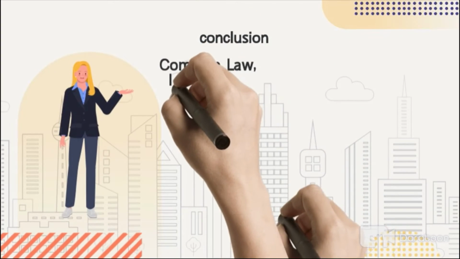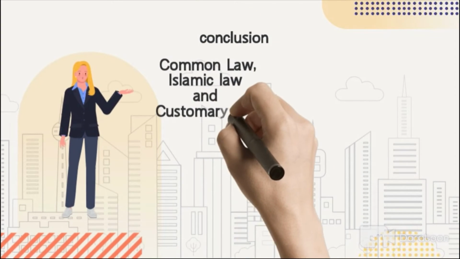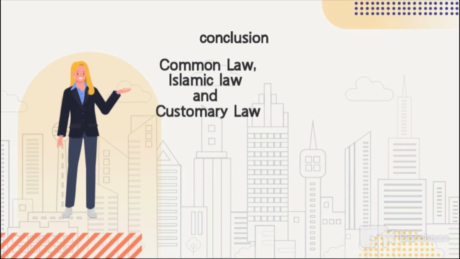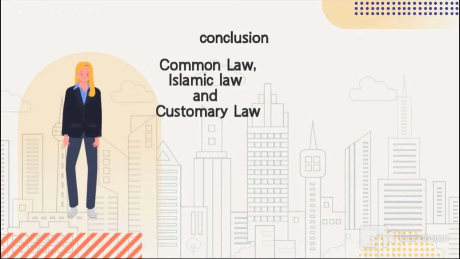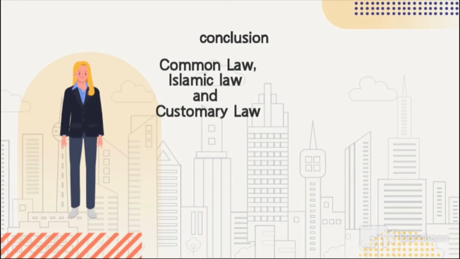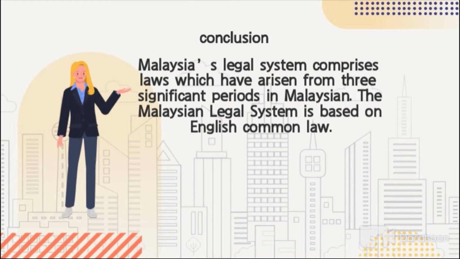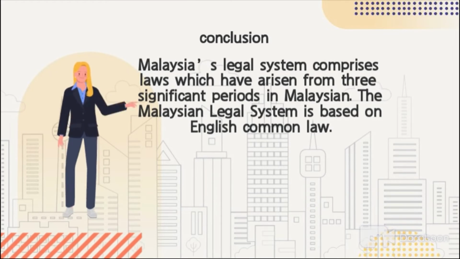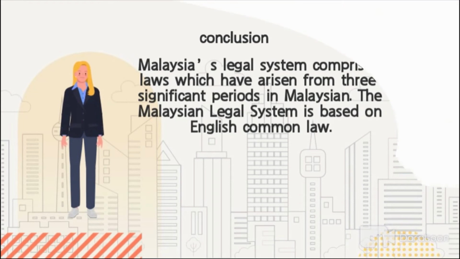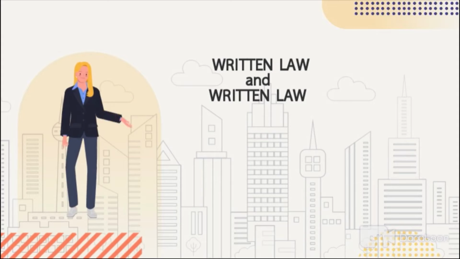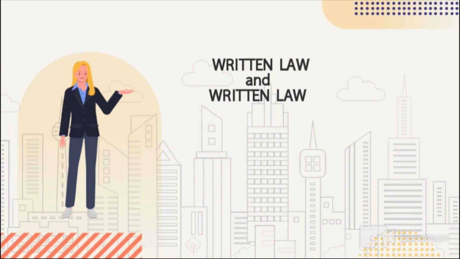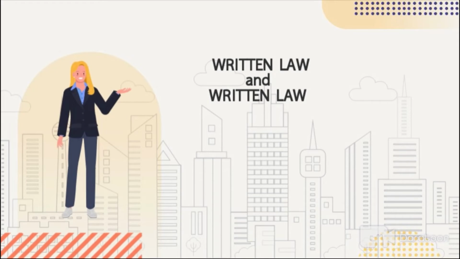Hi, my name is Noifah binti Ramli and I will continue with the conclusion. In Malaysia, we have a mixed legal system which includes the common law, Islamic law, and customary law. The Malaysian legal system comprises law which has arisen from three significant periods in Malaysia. The Malaysian legal system is based on English common law. The sources of Malaysian law means the legal rules that make the law in Malaysia, which can be classified into two types, which are written and unwritten law.